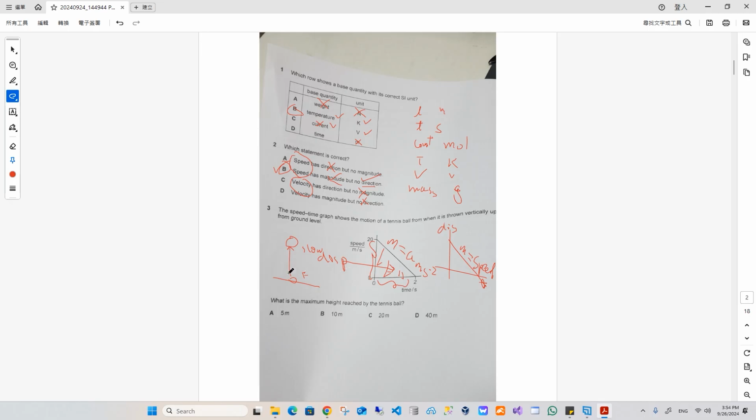Initially the speed is 20. It's fast, so 20 goes to 0, but this is a speed. So that's the total distance you're looking for, the total distance traveled from here to here, from time 0 to 2 seconds. The area on the graph will become the displacement that you have moved to the top. So simply half times 2 times 20 is the triangle area. So 20 meter. The answer is C.